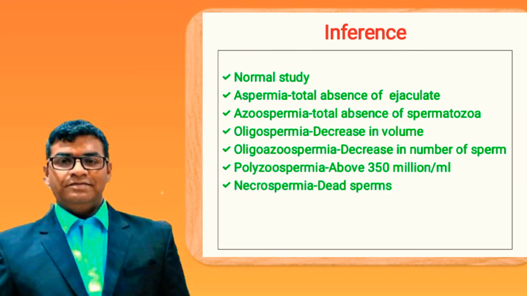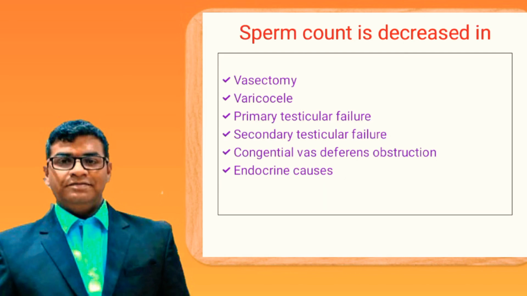Inference. It can be normal study or aspermia, total absence of ejaculate. Azoospermia, total absence of spermatozoa. Oligospermia, decrease in the volume. Oligozoospermia, decrease in number of sperms. Polyzoospermia, above 350 million per ml. Necrospermia, that is dead sperms. Sperm count is decreased in vasectomy, varicocele, primary testicular failure, secondary testicular failure, congenital vas deferens obstruction, and endocrine causes.